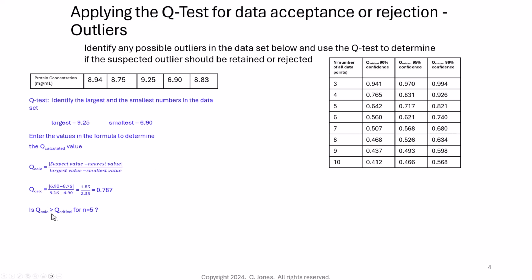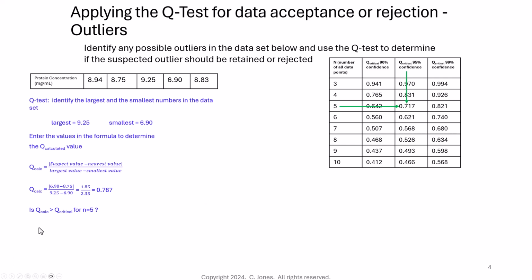Okay, so now we need to determine, is our calculated Q value greater than the critical Q value listed in the table over here, or is it less than that? We have 5 measurements, right? 1, 2, 3, 4, 5. So we're going to look at n equals 5. And remember, I said we do this at the 95% confidence interval. So our critical Q value is 0.717. If our number is greater than this critical value, then we have to reject it because it is an outlier.